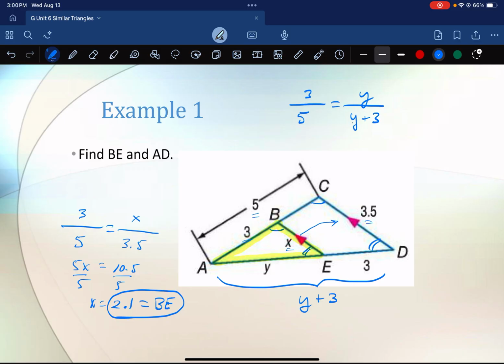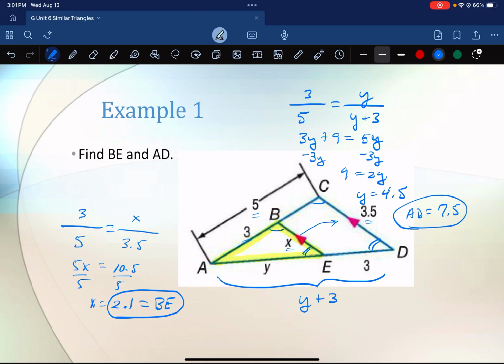So I'm going to do 3 times y, which is 3y, and then 3 times 3, which is 9. And 5 times y is the cross product there. Now I'll subtract 3y from both sides. That gives me 9 equals 2y, and then y is 4.5. But they want AD, so AD would require that I take 4.5 and add 3 and get 7.5. There you go. That's a good example. It's a good one to start out with.